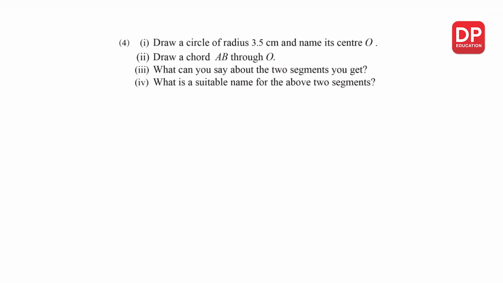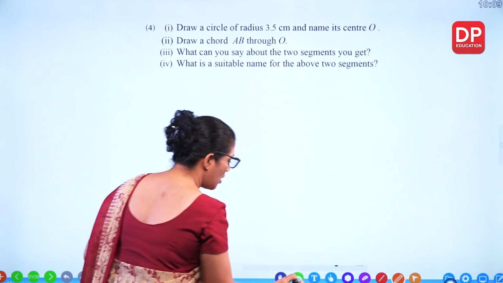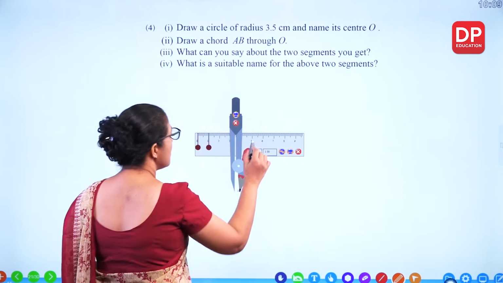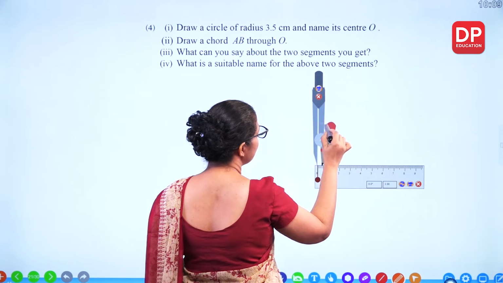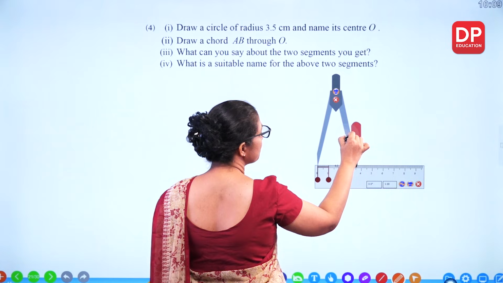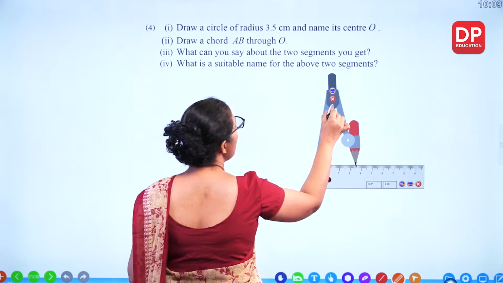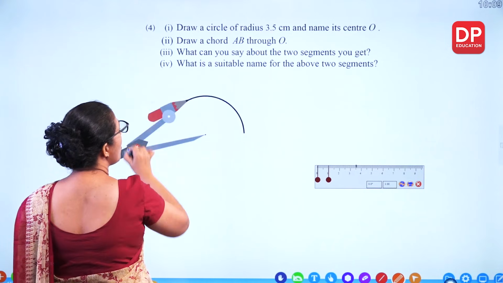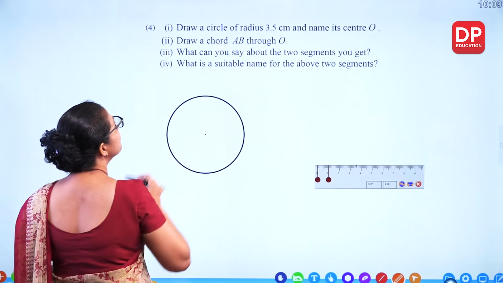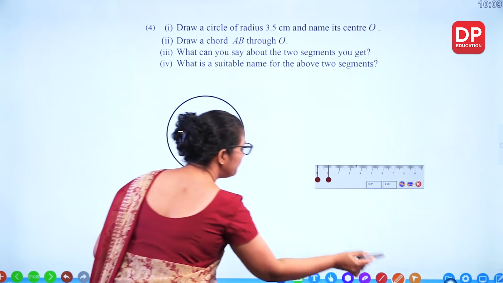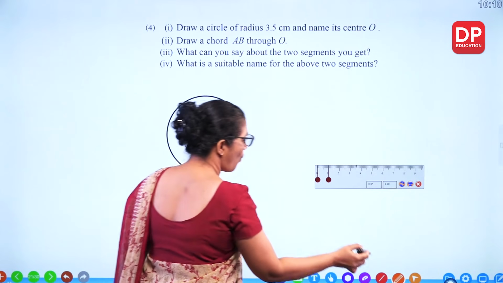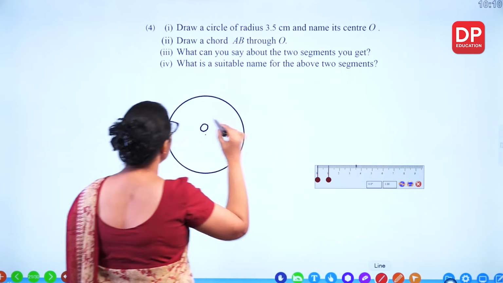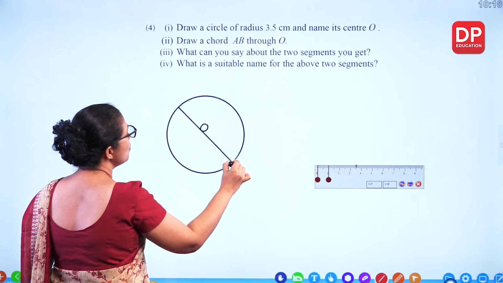Look at this question. Draw a circle of radius 3.5 centimeters and name its center O. So we'll draw a circle with compass 3.5 and name the center as O. Draw a chord AB through O. So draw a chord AB through O.